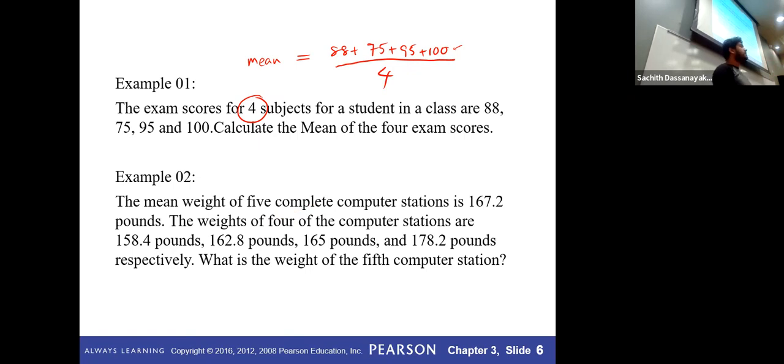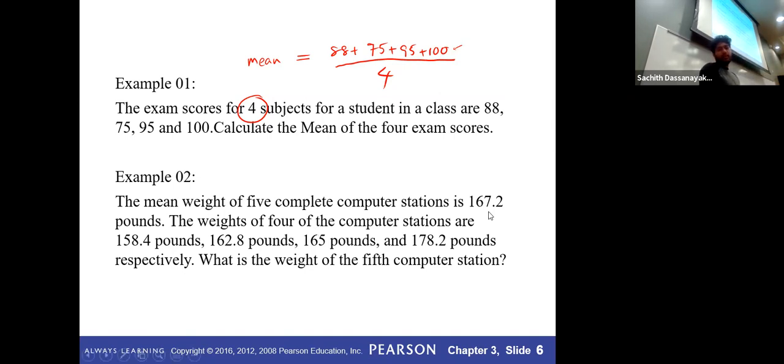This mean we call the balance point of the data set. It's like a balance point. Like if you need to balance this pen, that balance point is somewhere, not the middle, because this pen is not equally distributed. So the balance point is somewhere here. So this kind of balance point we call the mean. That's what it does. Okay, it balances your data set.